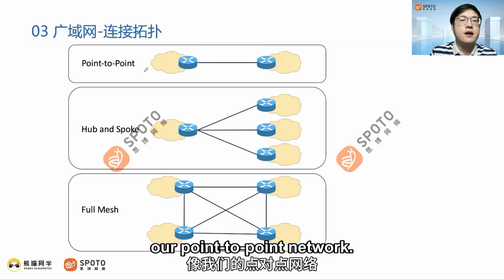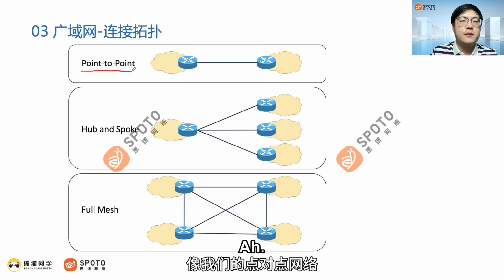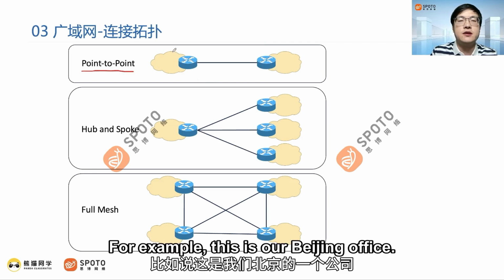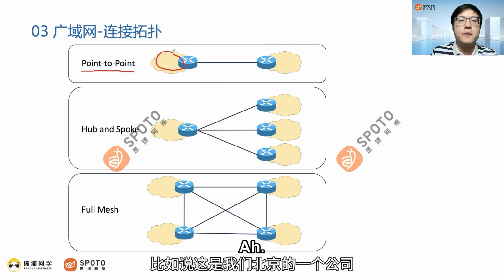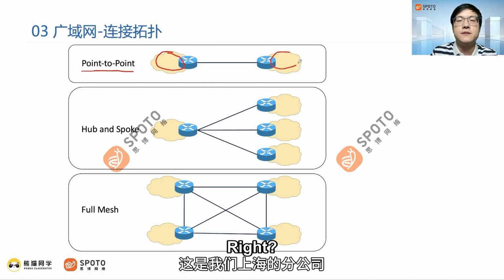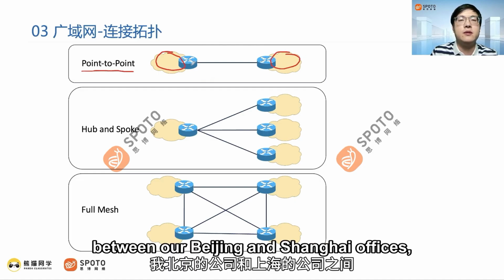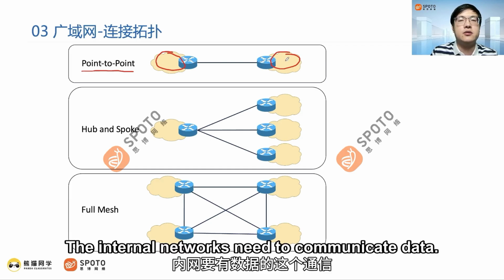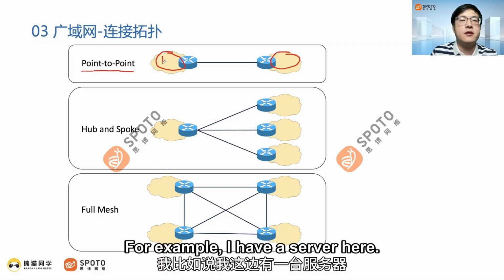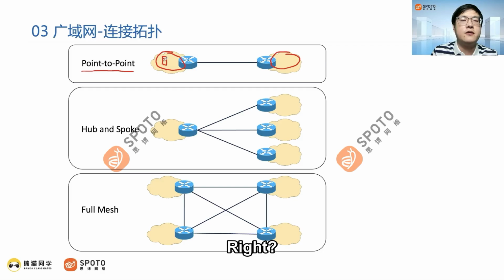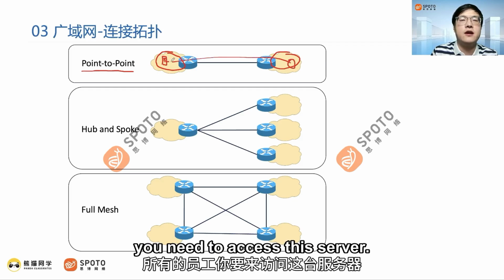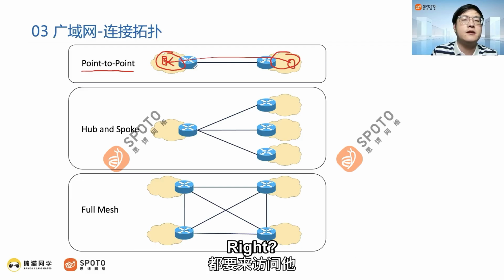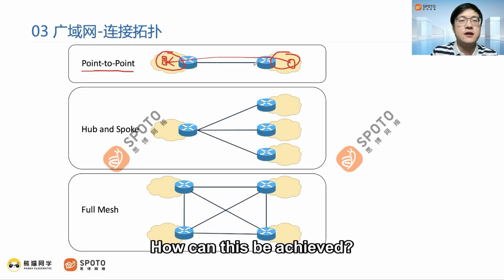Like our point-to-point network, a point-to-point connection. For example, this is our Beijing office, and this is our Shanghai branch. Between our Beijing and Shanghai offices, our internal networks need data communication. For example, I have a server here, and over at your branch, all the employees there need to access this server. How can this be achieved?